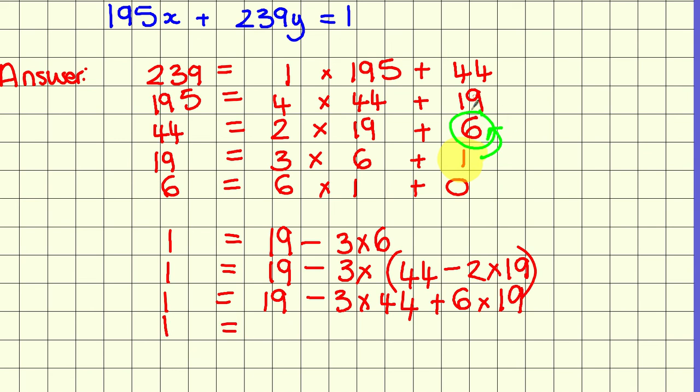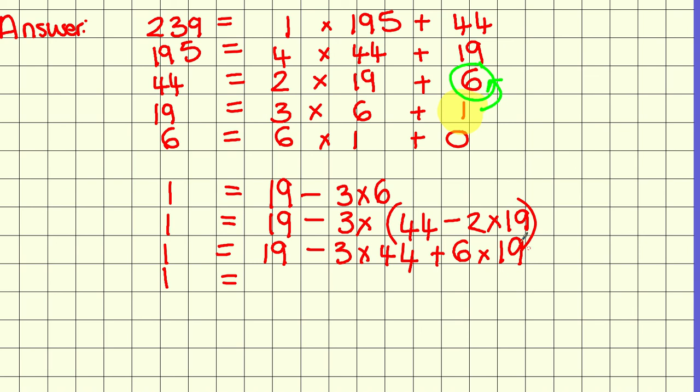Simplify before you move up onto the 19. If you look at this, I can see a 19 at the start there, and I can see a 19 at the end. There's nothing in front of this 19, so we've got 1 lot of that right now. Here I've got 6 lots of this 19. So in total, you're going to have 7 lots of 19. And then you've still got your minus 3 times 44. There's nothing else I can do here because all the numbers are different.